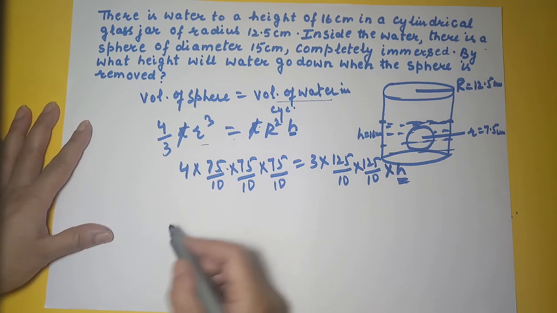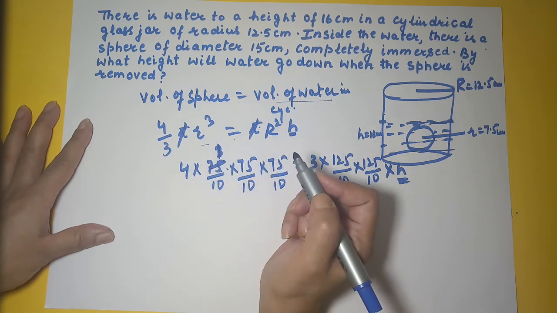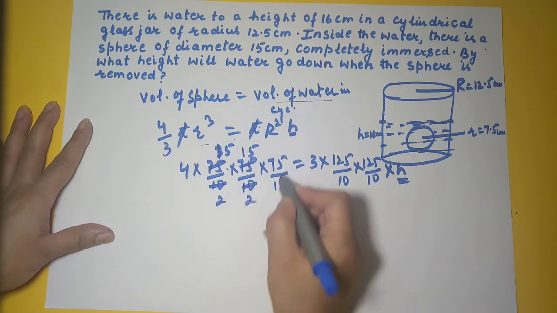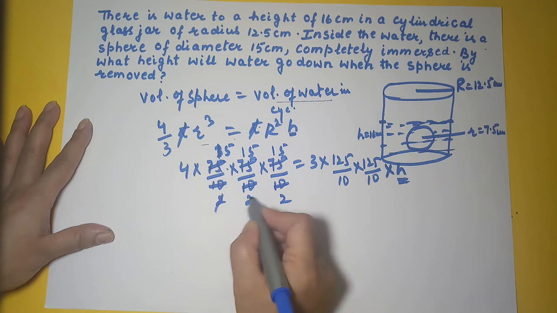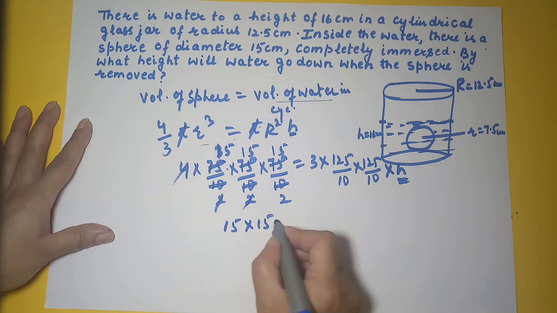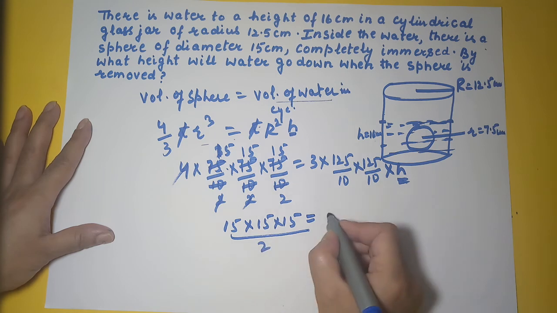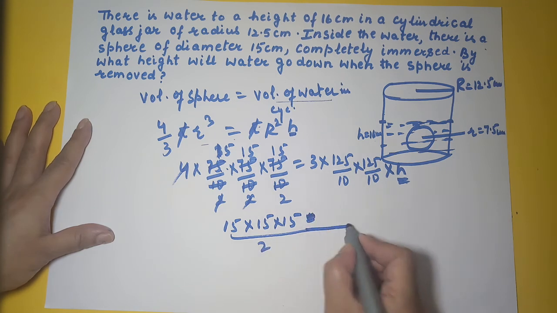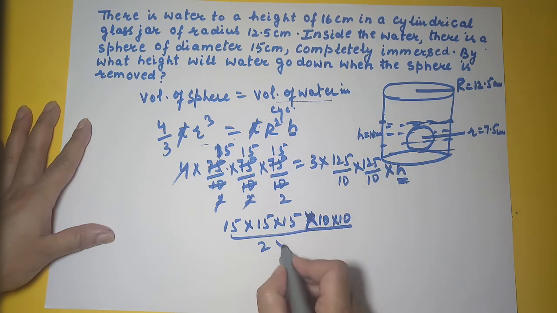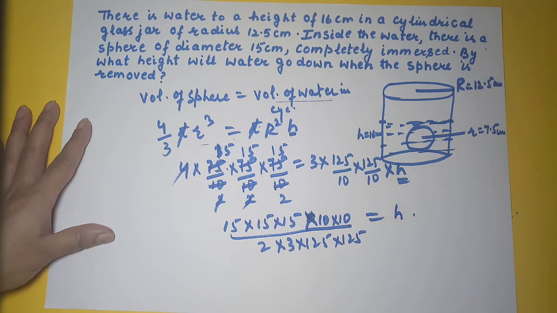So now let's simplify. 25 threes are, 5 ones are, 5 fives are 25, 5 twos are, 5 ones are, 5 fives are, 5 twos are, 5 ones are, 5 fives are, 5 twos are, 2 twos are 4, and 4 will go. So we are left with 15 into 15 into 15 upon 2 equal to, okay, let's shift all these here. These 10s will go up, and these will come down. 3 into 125 into 125 equals h.